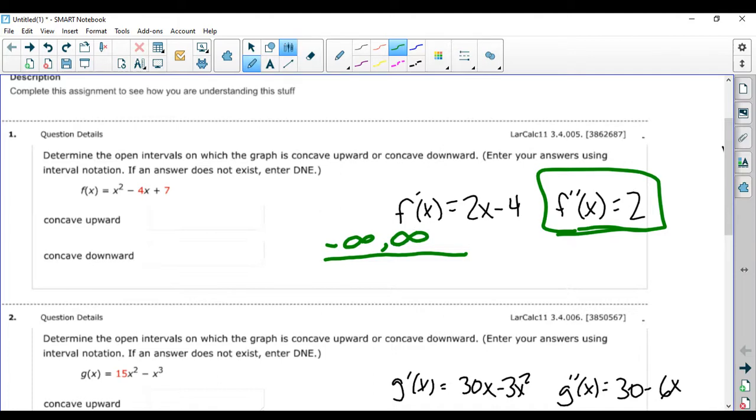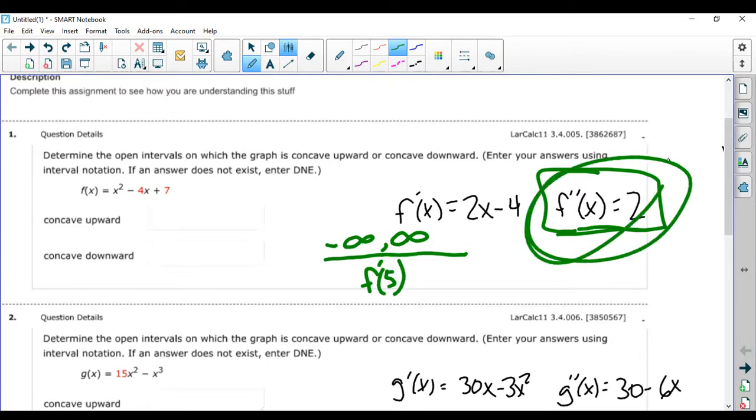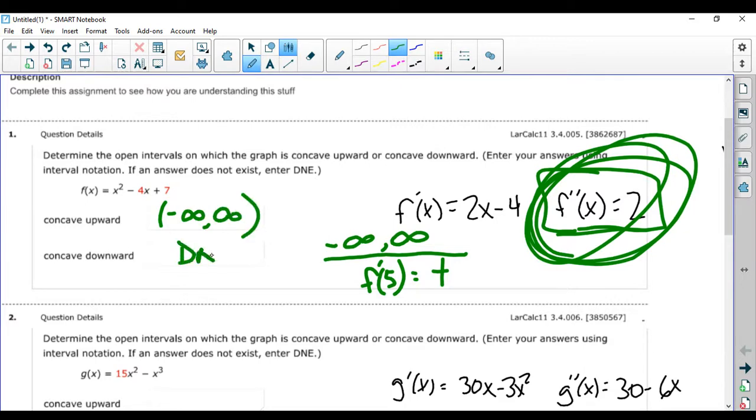And you can just test any number, f double prime of 5, for instance. Since the second derivative is always positive, it's positive 2. This is positive. So this graph is always concave up. So we'll say concave up on negative infinity to infinity. And I don't like this terminology for concave down, does not exist, but the directions tell us to write that, so I did.